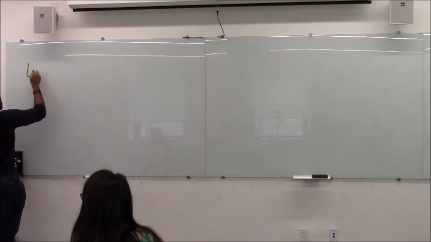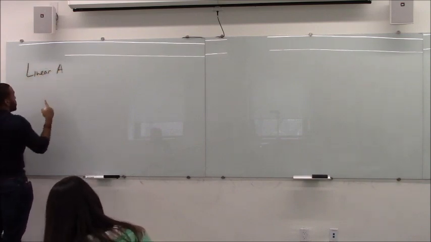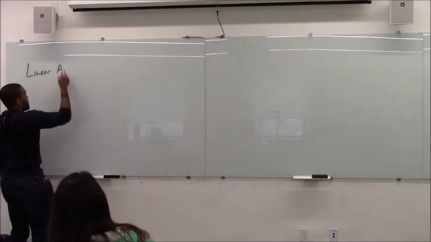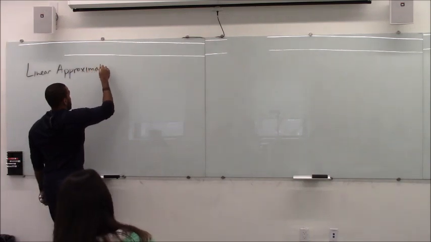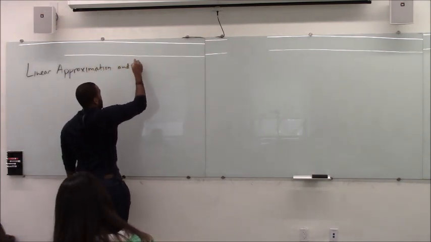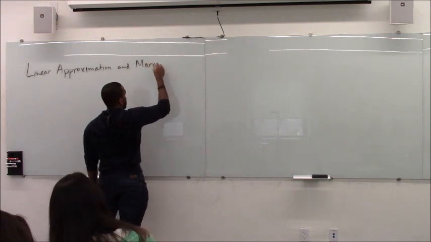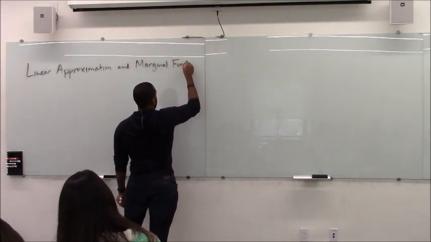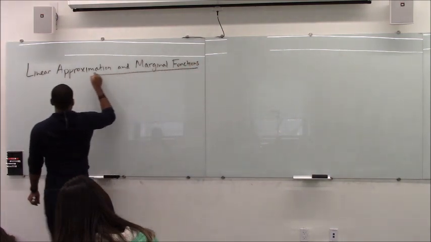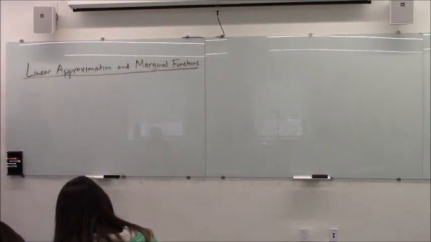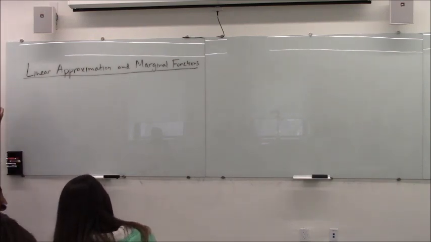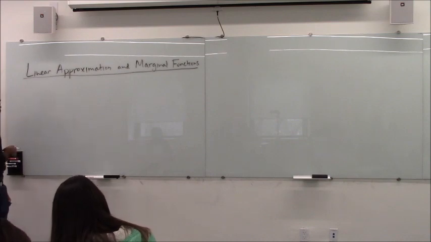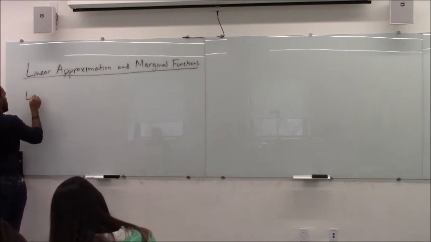Next topic we are going to do is linear approximation. This was also one of the bonus problems on the test, so if you didn't know how to do that problem, now you're going to know how to do it. Linear approximation. And we're going to also talk about something called marginal functions. So, two different things. Your textbook puts it into one section, though I think it's 3.5, but don't quote me on that. Two completely different things. Okay, so let's start with linear approximation.